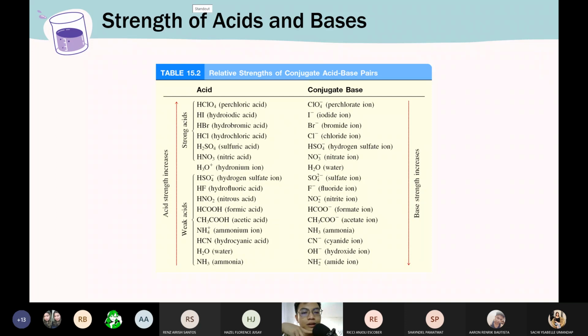In this table, these are just the strengths of acids. Again, you don't have to memorize everything. You just have to be familiar with some of them that are used in chemistry, such as acetic acid, formic acid, ammonia, which is a base, and then hydrochloric acid and sulfuric acid. Again, no need to memorize.